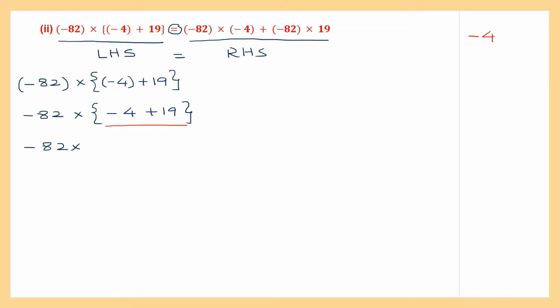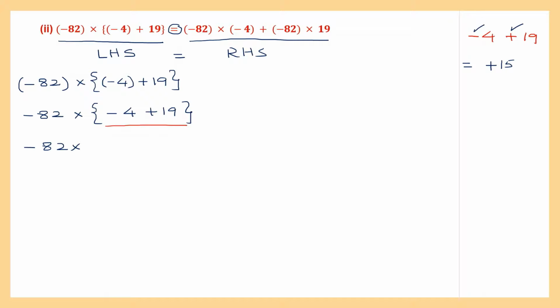Minus 4 plus 19. Now when you solve integers, when you simplify integers, look at the sign. So here we have minus and here we have plus. Signs are different, isn't it? When signs are different, put the sign of the bigger number. Which is the bigger number here? 19. Put the sign of the bigger number, that is plus, and subtract. 19 minus 4, that is 15. So we've got plus 15.